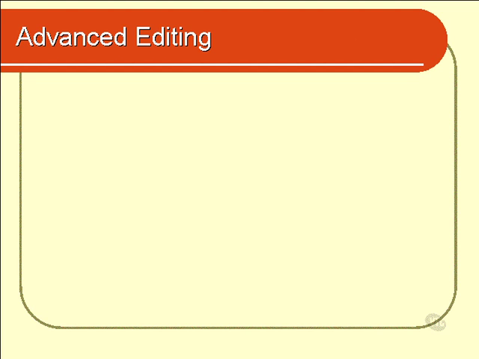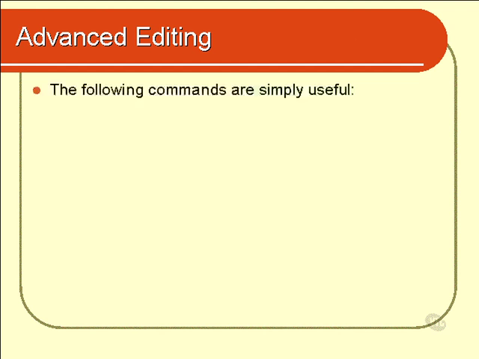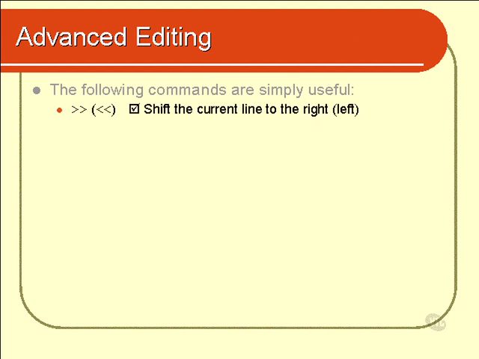The following commands often prove extremely useful in Vi, but you wouldn't call them basic editing commands. They are somewhat advanced. Shift or indent the current line to the right. Simply increase the indentation of the line by one tab stop if you like. You use the double greater than sign to do that, or you can think of them as arrows pointing to the right. You can also think of the two less than signs as arrows pointing to the left, and they shift the current line to the left.